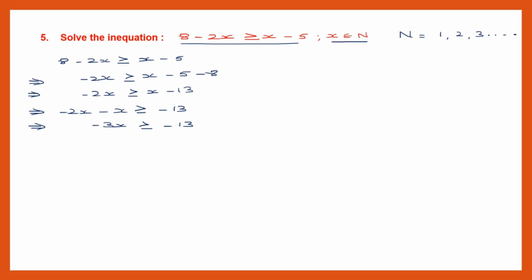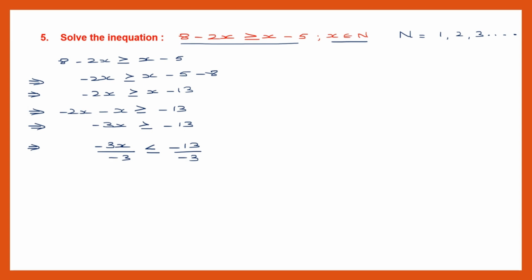So in our next step, we're going to divide. Here we're saying minus 3x divided by minus 3. Similarly, here also, minus 13 divided by minus 3. When you divide by a negative number, remember, the inequality sign will get reversed. So greater than will now become lesser than. So it is less than or equal to.